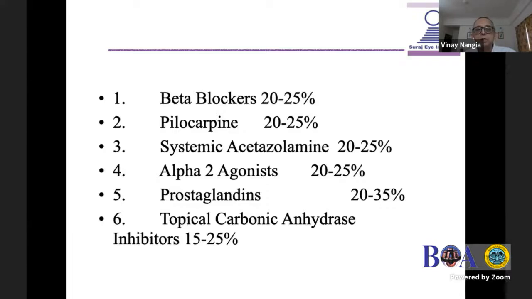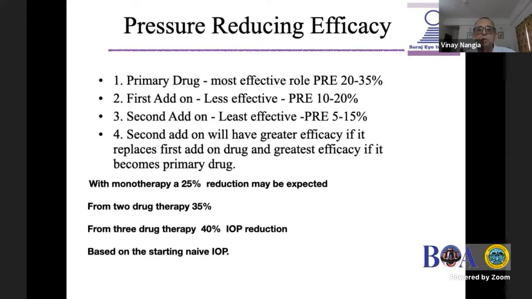So what's the pressure reducing efficacy? When we start, let's say with beta blockers, they have a 20 to 25% pressure reducing efficacy. Pilocarpine is somewhat similar. Systemic acetazolamide is also somewhat similar. Alpha-2 agonists are also somewhat similar, but prostaglandins have a much higher pressure reducing efficacy that can go up to 35%. And topical carbonic anhydrase inhibitors have a somewhat lesser pressure reducing efficacy. And this is all to some extent based on the starting intraocular pressure.